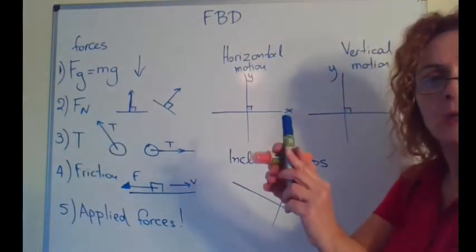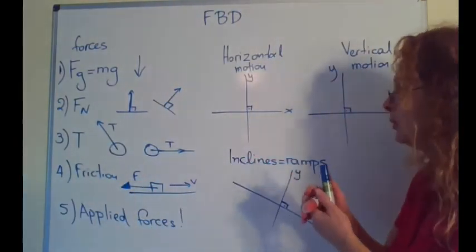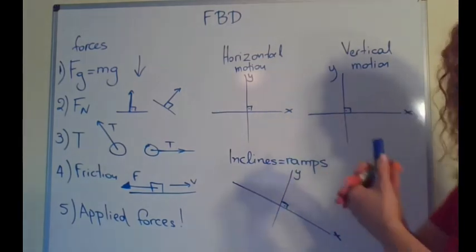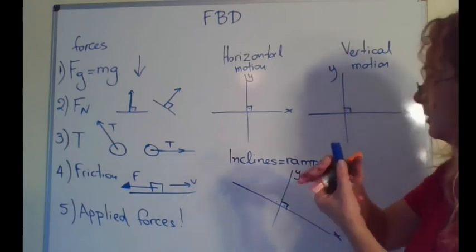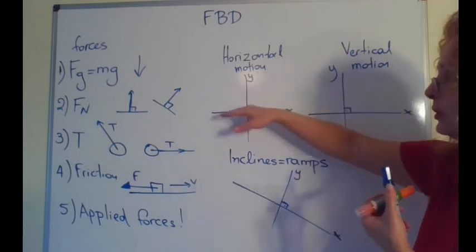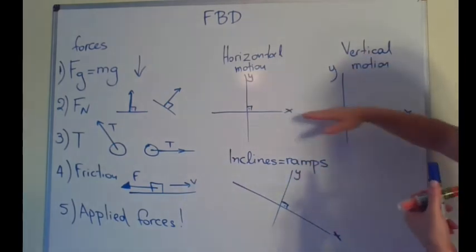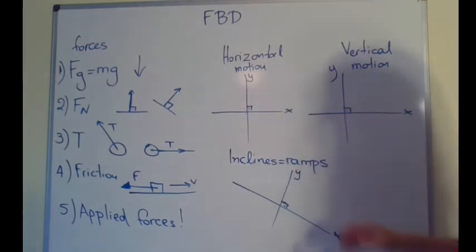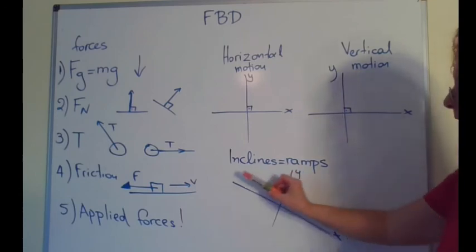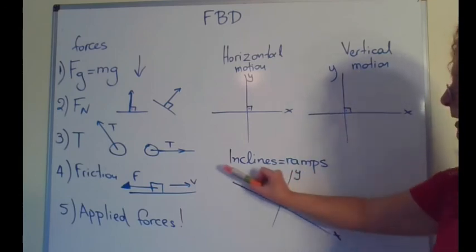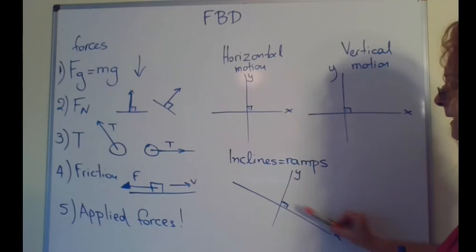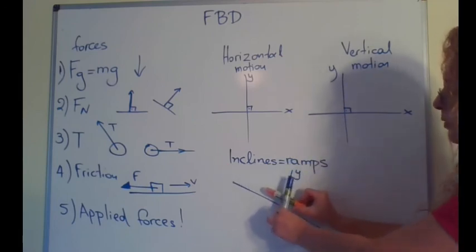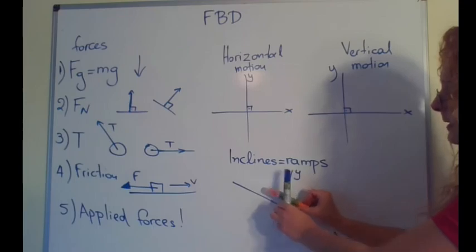The axes need to be perpendicular. And if there's motion, one of the two axes needs to coincide with the motion. All right, so for horizontal and vertical motions, we use them like that. But for inclines, the motion, if it happens, will be parallel to the incline. So the x-axis should be parallel to the incline and the y-axis should be exactly perpendicular.